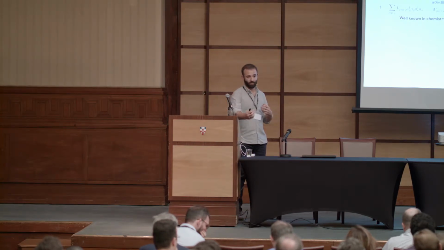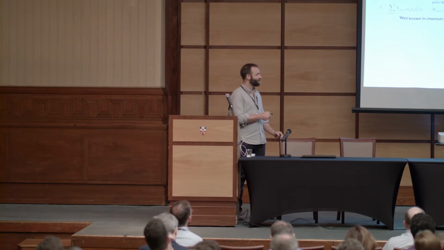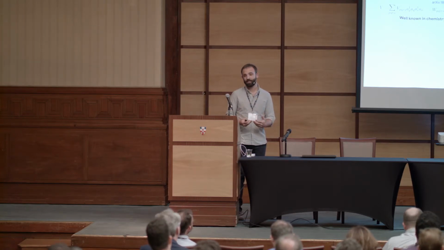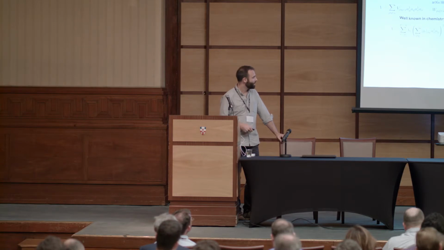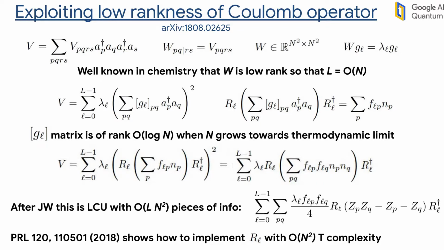It's well known in chemistry that due to the structure of the Coulomb kernel in real space, which is pairwise in nature, this W matrix, even in an arbitrary basis, even at small sizes, is low rank, meaning that most of its eigenvalues are 0. It has only order n non-zero eigenvalues. So what this allows us to do is rewrite the Hamiltonian in this form. We're writing this term with 4 indices as a sum of order n different squared arbitrary-looking one-body operators.